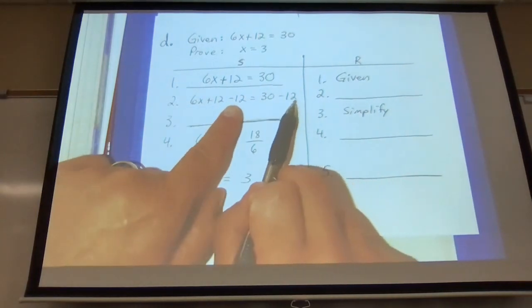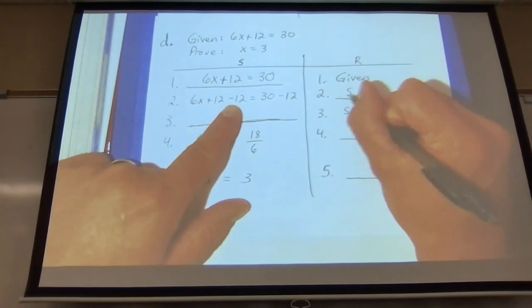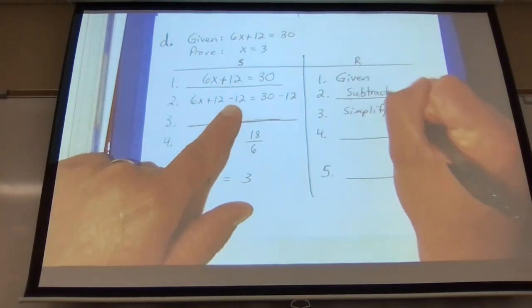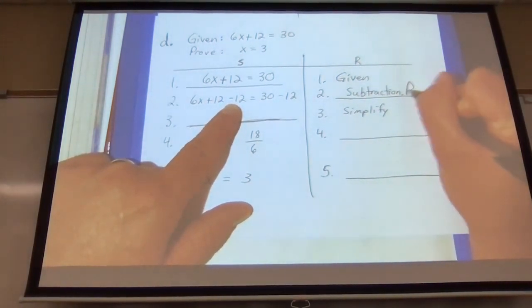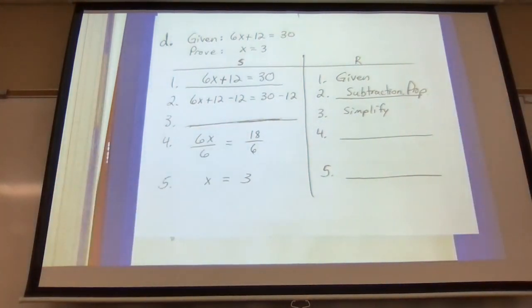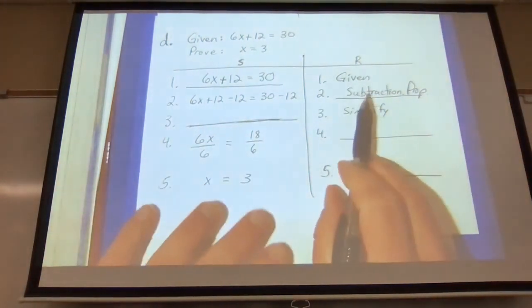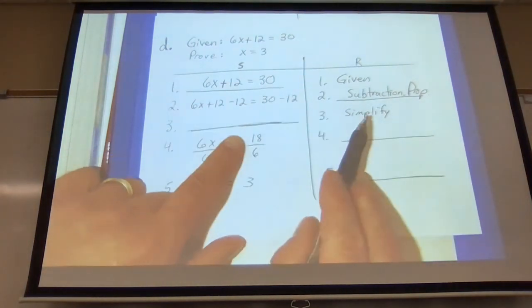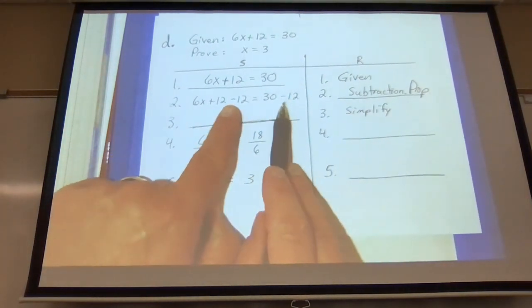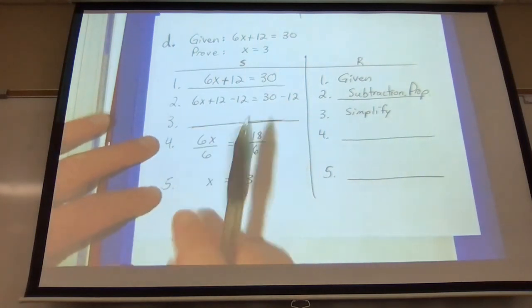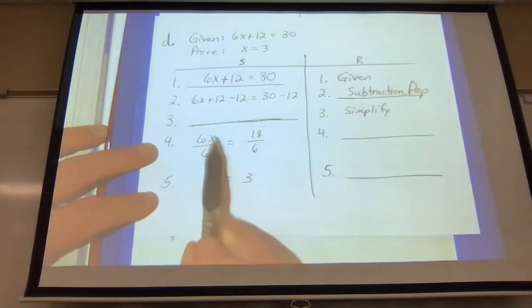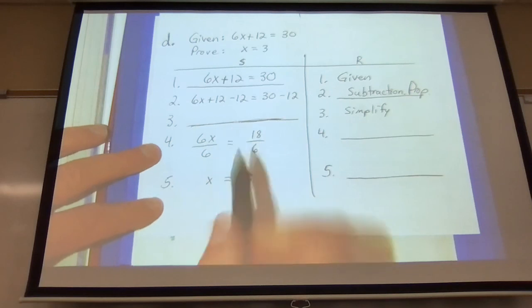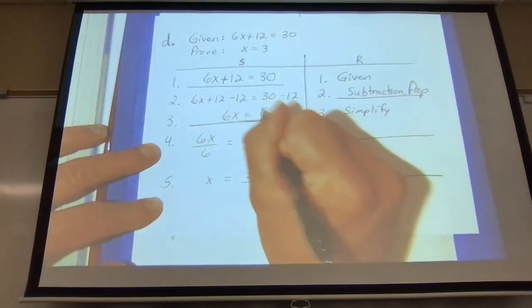So, Landon, what do you think that one's going to be? Subtraction part. Can I abbreviate it SUB period? No. Then I won't know if it's subtraction or substitution. So if you abbreviate, make sure you go with these 4 letters. Okay, now the next step tells us to simplify. So we're going to actually subtract the 12 from both sides. And Layla, when you subtract the 12 from both sides, what do you get for your third step? 6x equals 18.